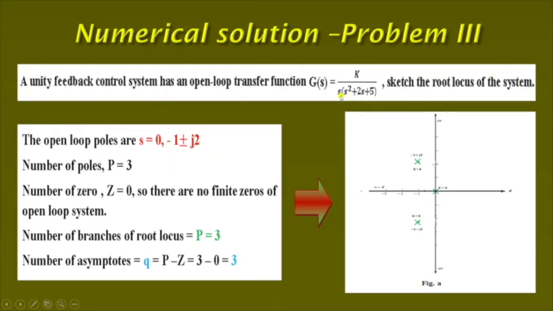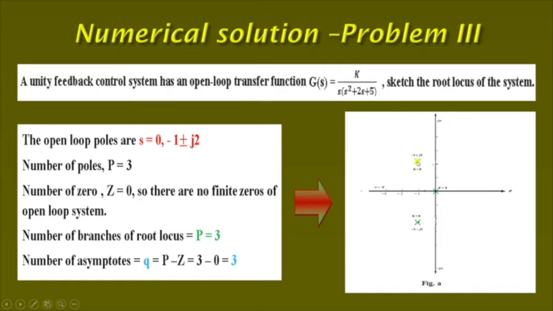Then find the open loop poles: s equal to 0, and another poles are minus 1 plus minus j2. So these are the complex conjugate poles. That means the number of poles P is 3, but there is no finite zero. That means Z is equal to 0. So find Q. Q equal to P minus Z, that means 3 minus 0, so 3. So 3 root locus branches move to infinity.